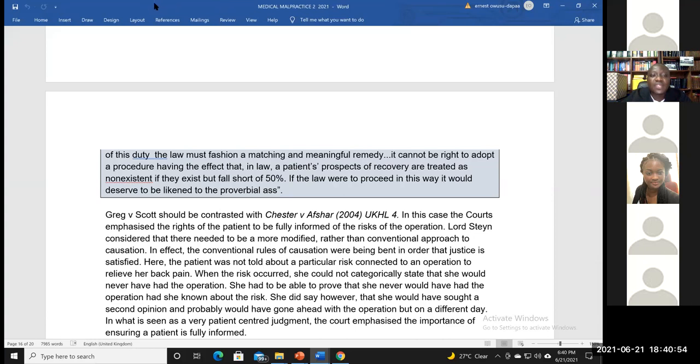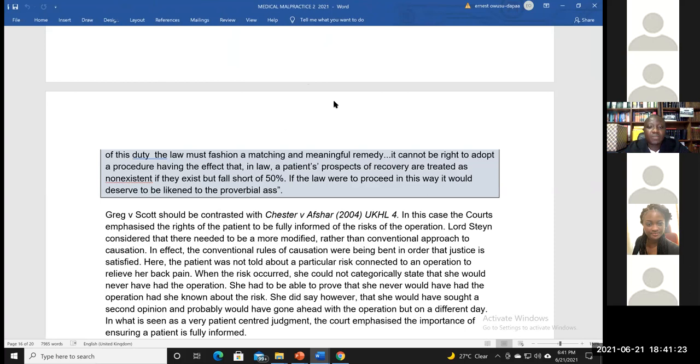So what happened in the case of Chester against Afsha? Abigail Kusi, can you tell us what happened in the Chester against Afsha? Abigail Kusi? Abigail. Yes. Okay, Sam wants to help. Abigail Kusi will not talk. Okay, Samuel, you can mute yourself, right? Yeah, Samuel, go ahead.